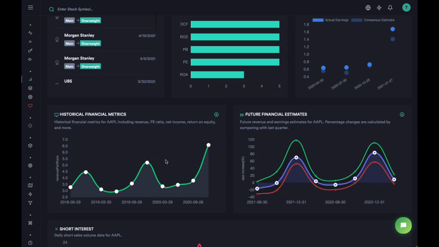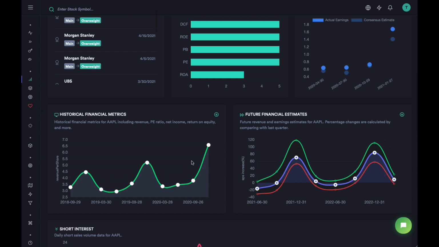The next two widgets are really useful if you are into investing. So when you're trying to invest, you always want to invest in companies that have had higher growth in the past and that are going to have higher growth in the future as well. So you want to see larger financial metrics in the past, and you also want to see good revenue increase and good earnings per share increase in the future.